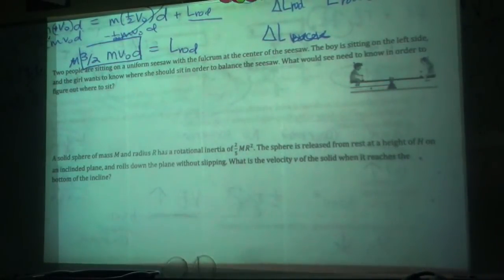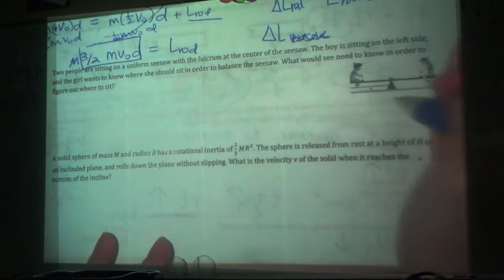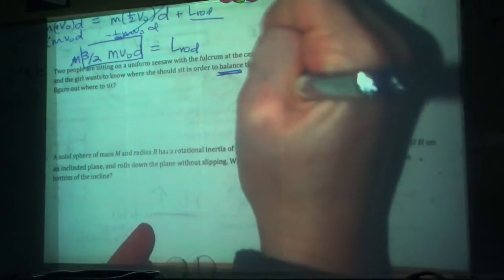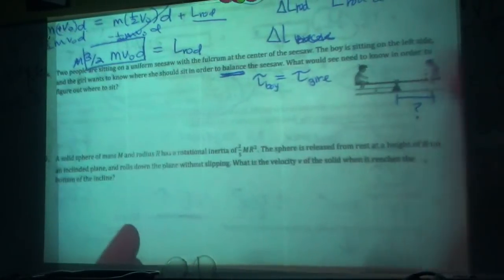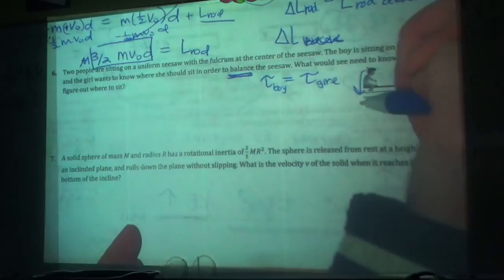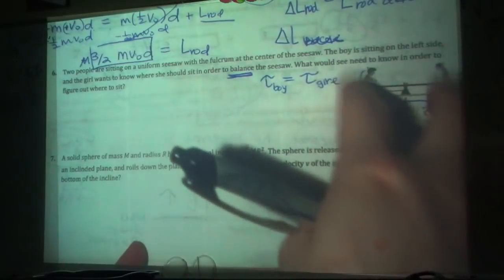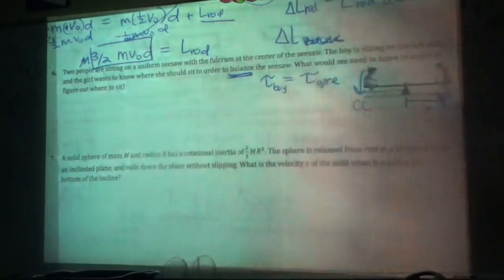Okay. Two people are sitting on a uniform seesaw with a fulcrum at the center of the seesaw. The boy is sitting on the left side, and the girl wants to know where she should sit in order to balance the seesaw. So she's saying, how far away do I need to be in order to balance it? Well, we don't want forces to balance because we want no rotation, so we want the torques to be equal to each other. So the torque of the boy has to be equal to the torque of the girl. In order for it to be balanced, you want them to be in opposite directions, which they already are. This one's going counterclockwise, this one's going clockwise. You just need to make their torques the same value so that they cancel out.